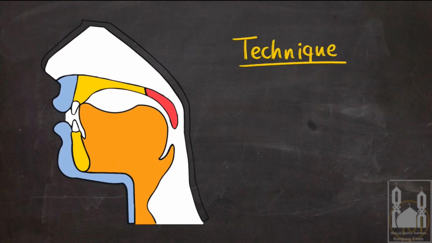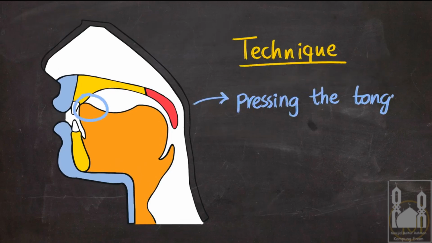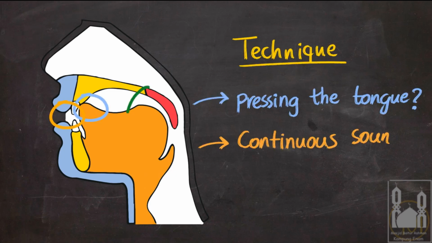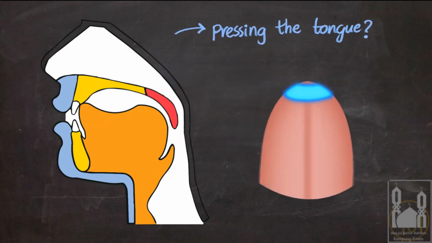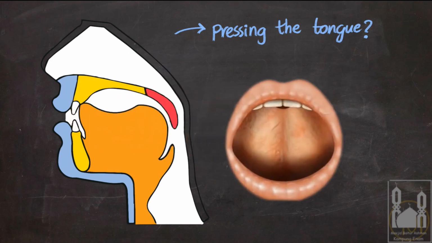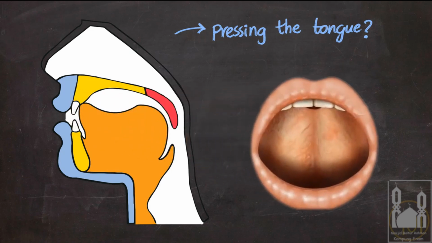What about the technique? Are we pressing or leaving a gap? Is it a continuous sound? And what happens to the back of the tongue? Well, first, that highlighted area from the tip of the tongue is slightly pressing against the alveolar ridge. So there is pressing, except for the head of the tip, which is not pressing at all and left free, enabling the air to escape through it. Just like what we see in this chart. This is the part where air escapes, creating the sound.